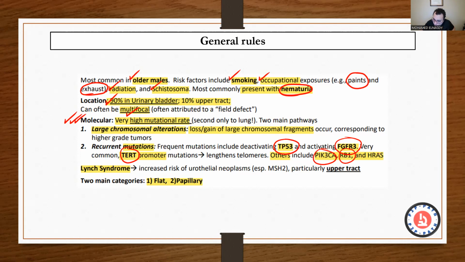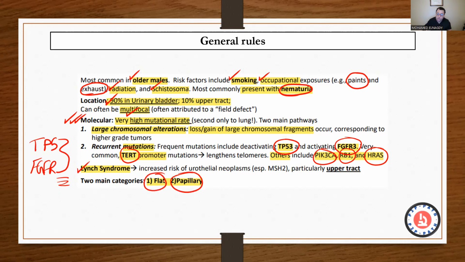So it shows a very high mutation rate and a high incidence of loss or gain of some chromosomal fragments, as well as mutations in some oncogenes, including TP53, FGFR3, TERT. These are the three most commonly tested ones, especially the two which have the number 3, TP53 and FGFR3. Bladder cancer is highly associated with Lynch syndrome, which is also associated with GYN cancers and colon cancers. We will talk about that later.